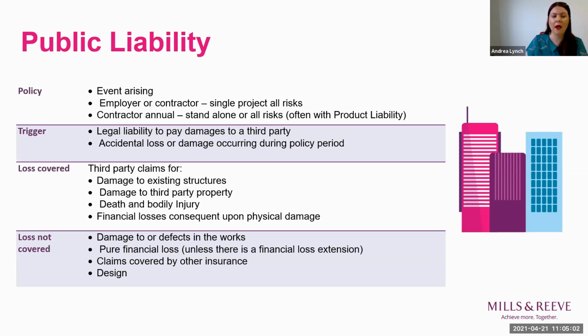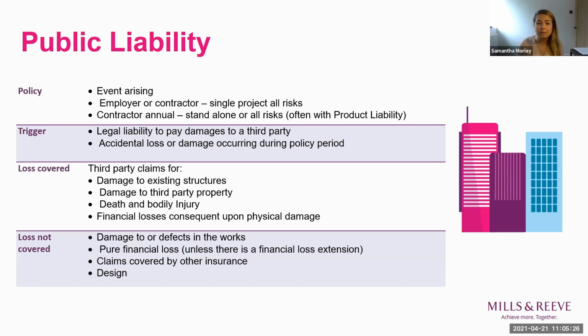Sam, when is a public liability policy triggered? Are they like claims made policies, like professional indemnity policies? Yes, these ones are a little bit different, Andrea. So they're what we call event arising policies. So this means that the policy will only pay out for claims that arise out of loss or damage that actually happens during the typical 12-month policy period.